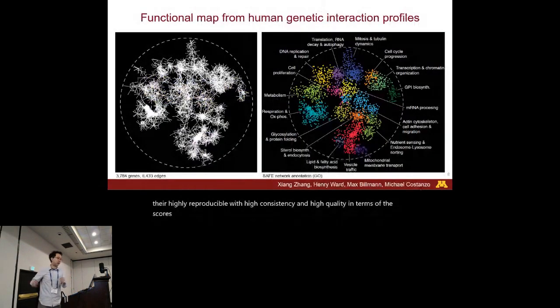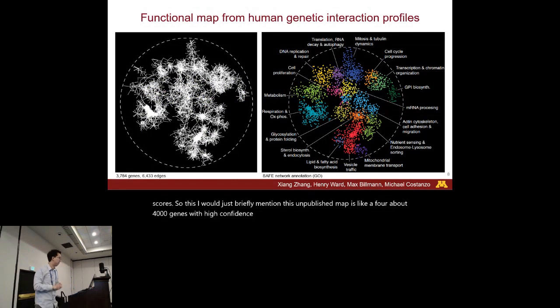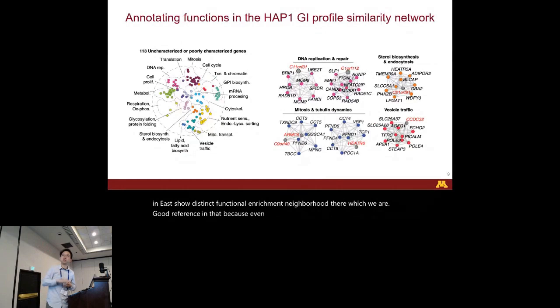I would just briefly mention this unpublished map. It has about 4,000 genes with high confidence relationships. Just like we did in yeast, we were able to show distinct functional enrichment neighborhoods there, which will be a very good reference map, because even just from these 4,000 genes, we were able to identify more than 100 uncharacterized genes, and use this neighborhood information to help facilitate the process of downstream studies.